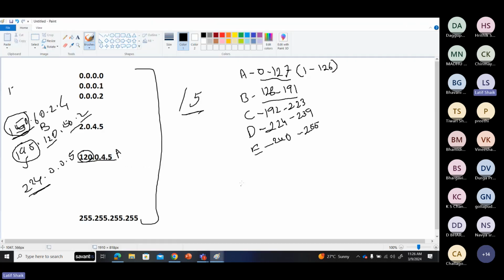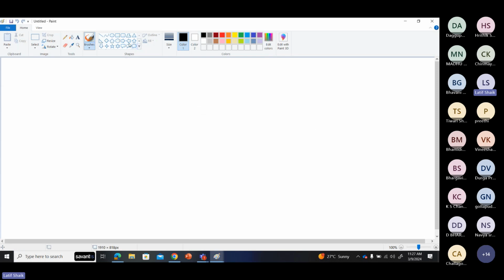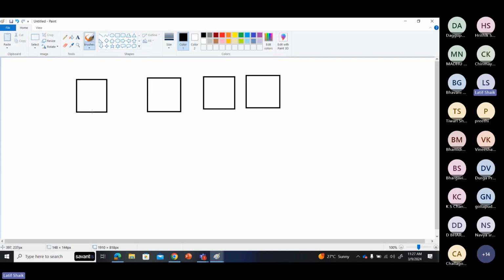Guys, here are a few points you have to remember again. These first 3 classes, class A, class B, and class C, are unicast IP addresses. Class D is multicast. Class E is R&D. What is unicast? I have a device, and another device, and another device, and another device.